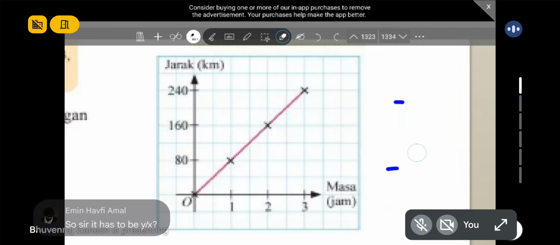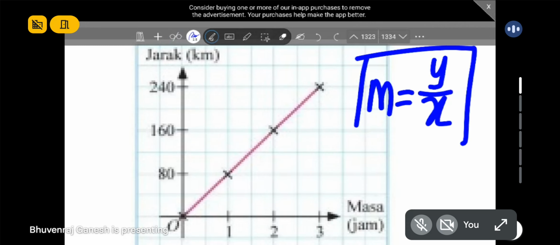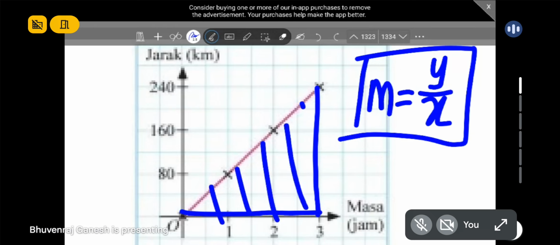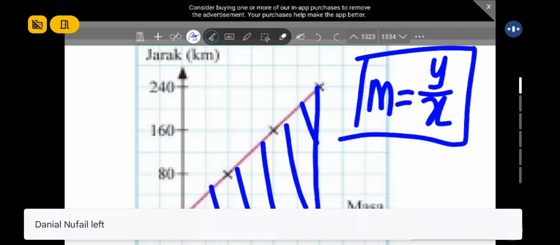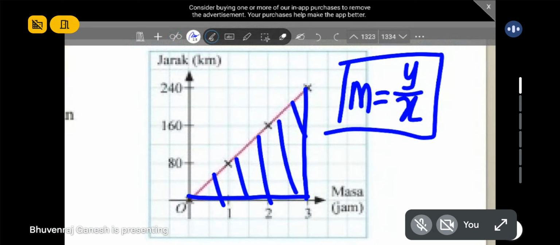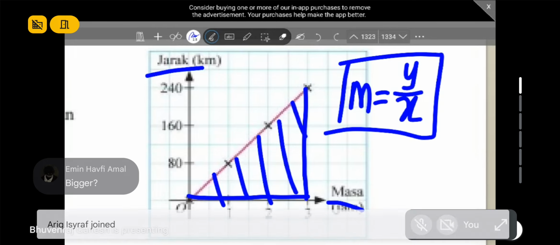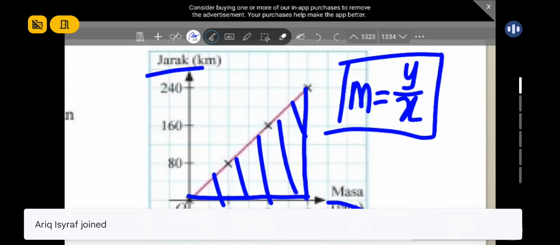The extra question is area under the graph. Gradient is always y over x guys. Remember. Kecerunan rumus dia macam ni. Y bagi x. So guys, if I'm talking about the area under this graph, luas bawah graf ni dia mewakili kuantiti apa? Siapa tahu? The area under a distance time graph, what quantity does it represent? What is a quantity that is represented by the area under this graph?